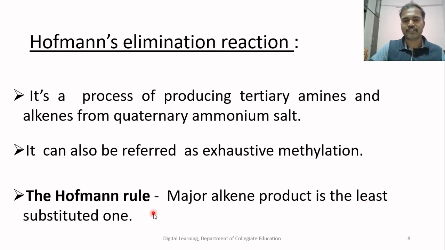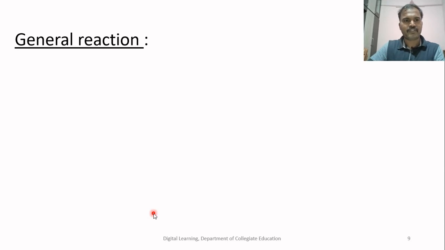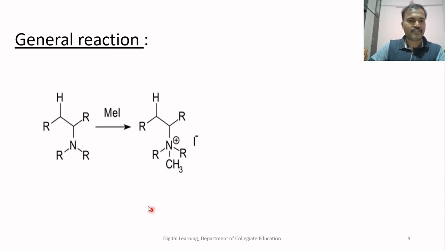As I mentioned earlier, the reaction proceeds in contrast to Saytzeff's rule. So now consider the general reaction. Here I am taking an amine with a beta hydrogen. It is important that we take an amine which has at least one beta hydrogen.